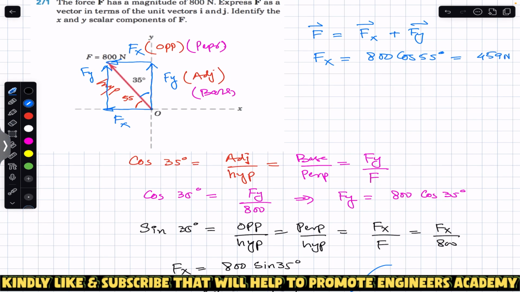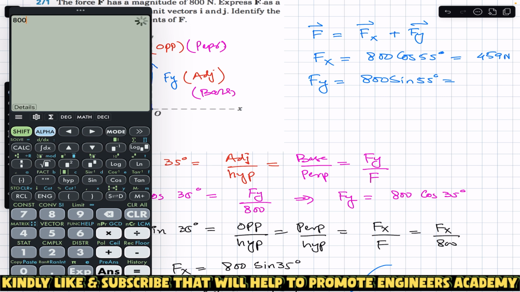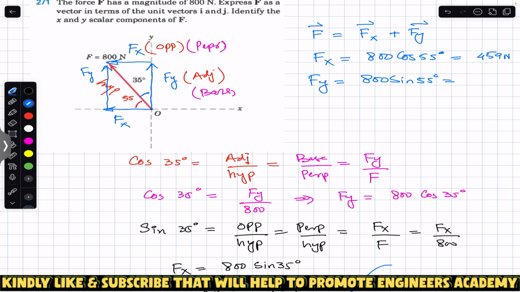And similarly for this 55-degree angle, f of y is opposite to this angle, so f of y will be the sine component. So we can say that f of y is equal to 800 sine of 55 degrees. So this is 655 Newton approximately. And since f of y is in the positive direction, so plus 655, and f of x is in the negative x direction, so we will write minus. So these are the scalar components of that force F.